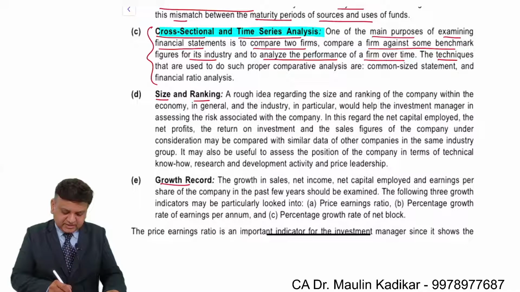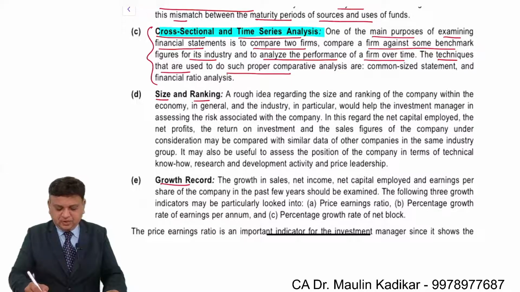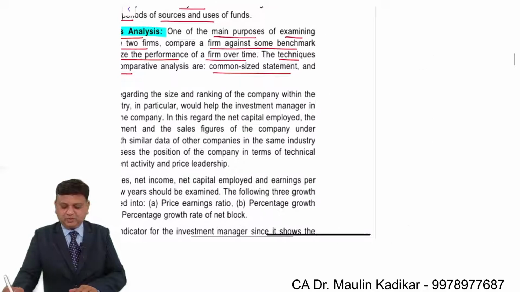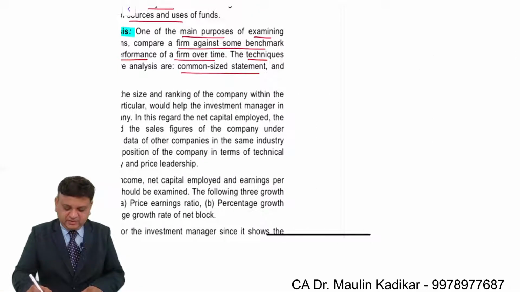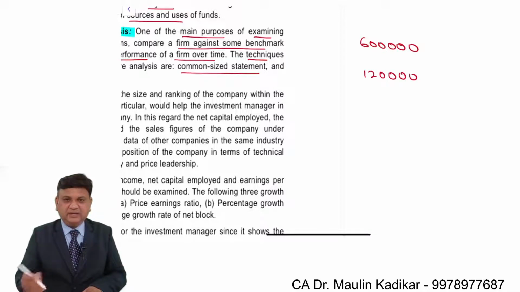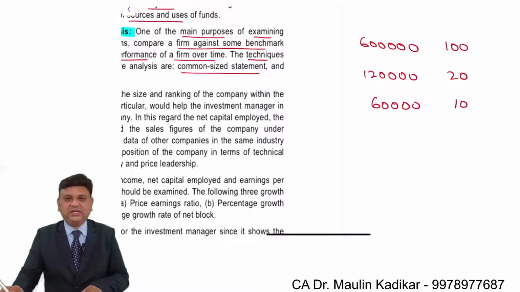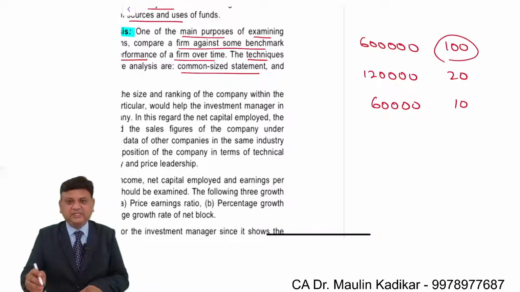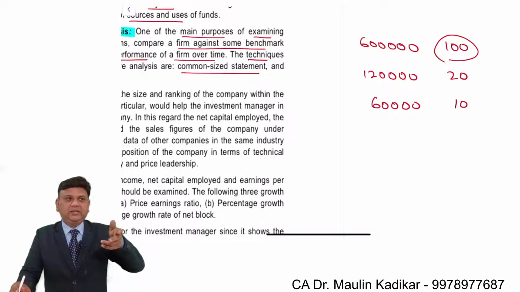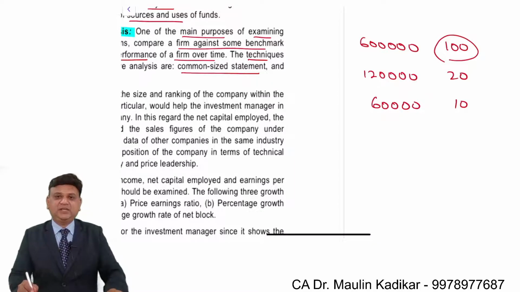The technique used to do such proper comparative analysis is the common size statement. So the common size statement is something you are aware of. Suppose the sales of the company is 6 lakhs and the raw material consumption is 1,20,000. Let us say the direct labor cost is 60,000. Then the sales is 100, direct material cost is 20, direct labor cost is 10. So for every 100 rupees, you reorganize everything. That is what we understand as a common size statement.